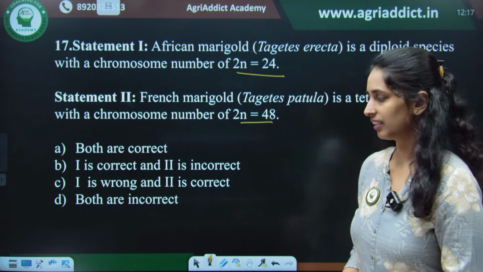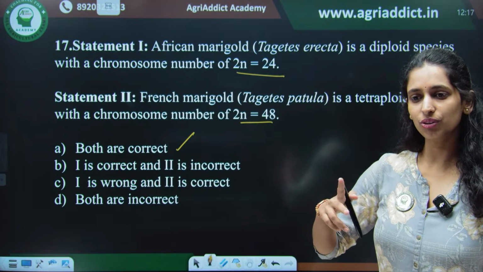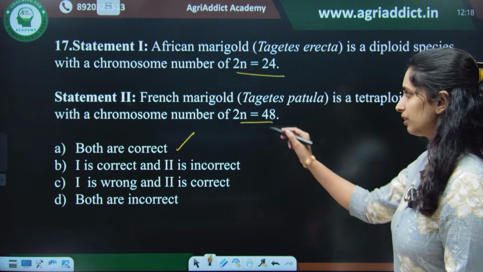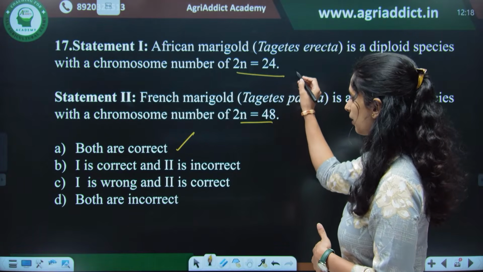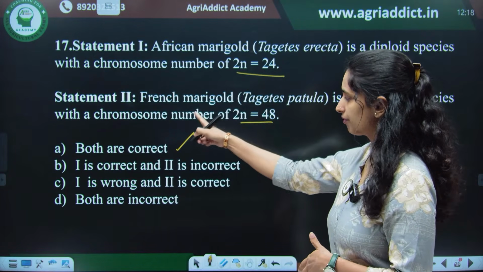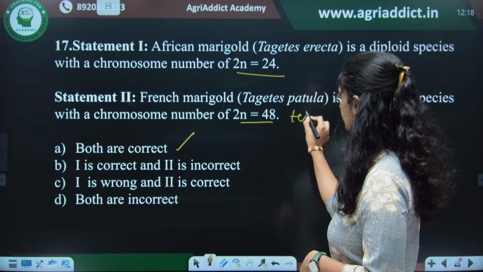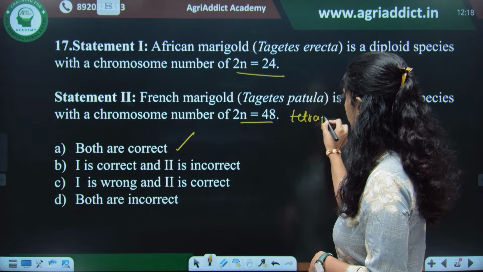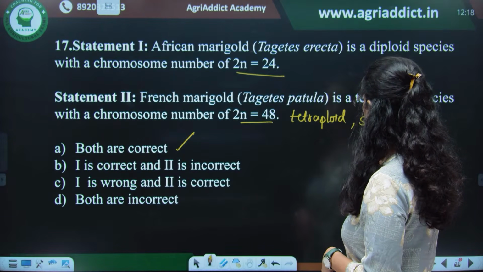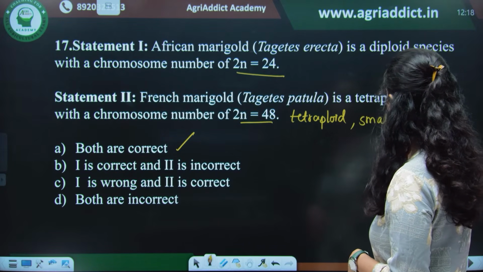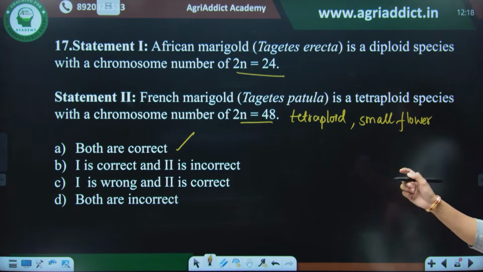Okay. Yeah, both are correct. इसका उल्टा दिया तो भी आपको याद रखना चाहिए. The African will be having the very big flowers and it is a diploid. Okay, and French marigold which is a tetraploid. Tetraploid, small flower. So both are correct.